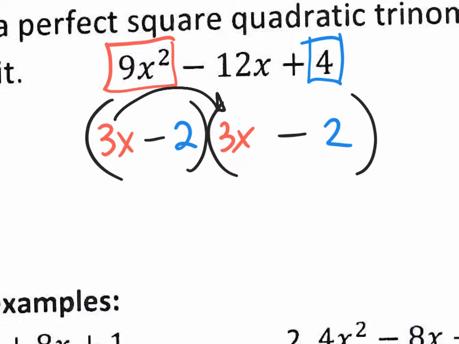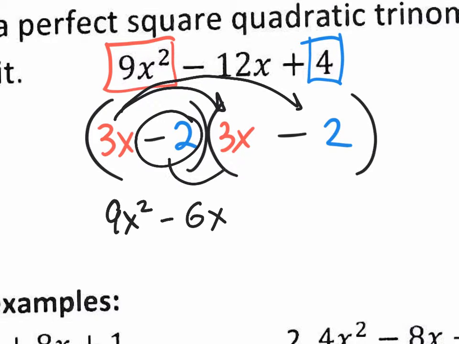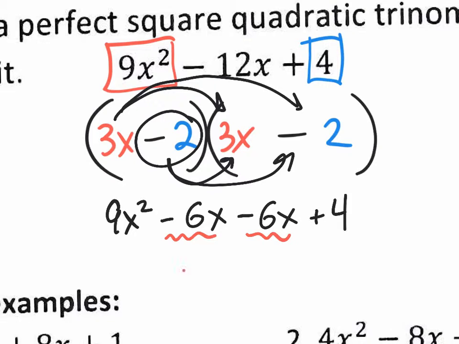So 3x times 3x, that's 9x squared. 3x times negative 2, that's negative 6x. And then negative 2 times 3x, that's another negative 6x. And negative 2 times negative 2, that's positive 4. And the middle terms really do end up being negative 12x when you combine them. So you do have a 9x squared minus 12x plus 4. And as you could see, it's the same exact quadratic trinomial as what we started with.